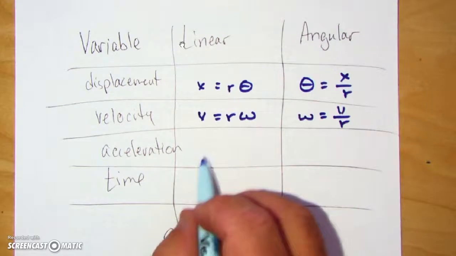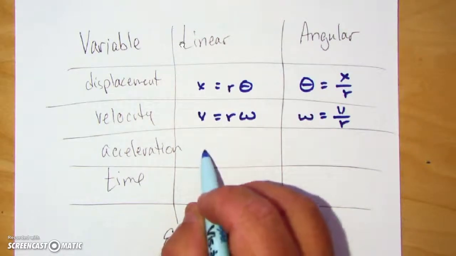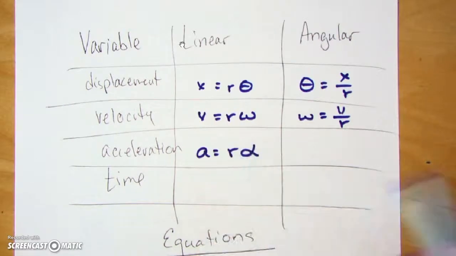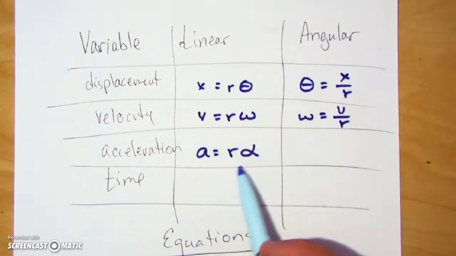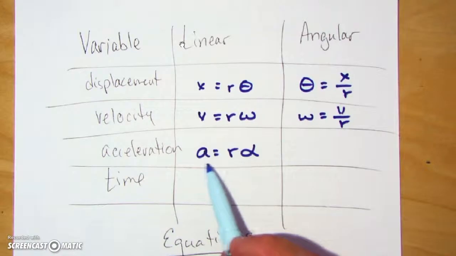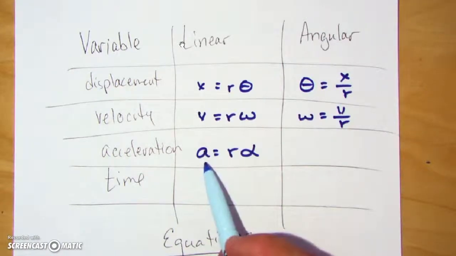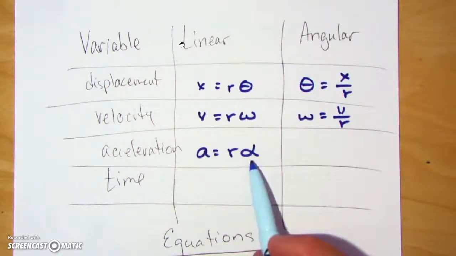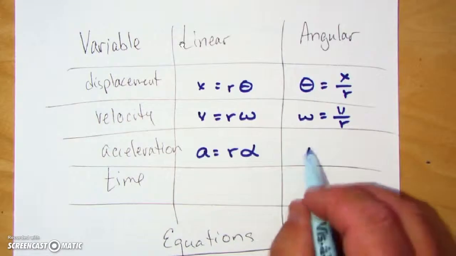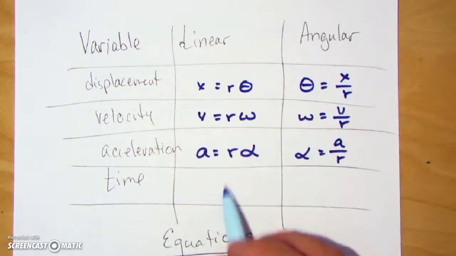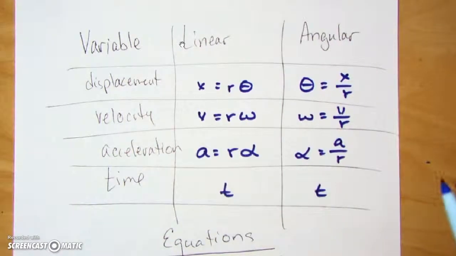Now acceleration, linear acceleration is a. A is equal to r times alpha. I may not have said that a second ago. The linear acceleration is r times the angular acceleration. So if I need to find the linear acceleration of a point on a wheel, I simply take the radius times the angular acceleration. And alpha is equal to a divided by r. And of course t is just t. That doesn't change in any world.